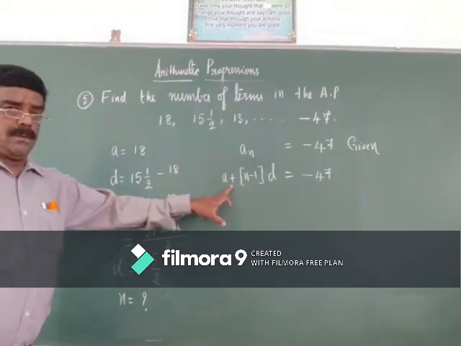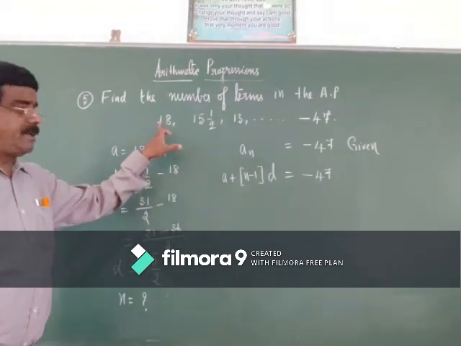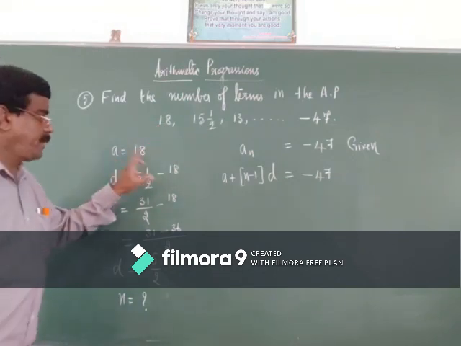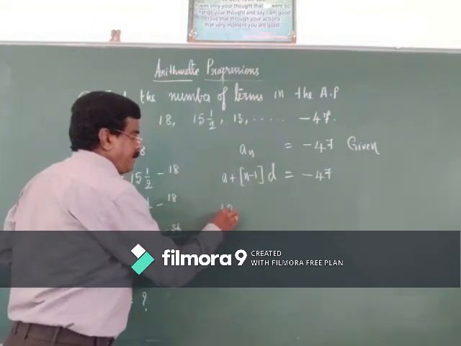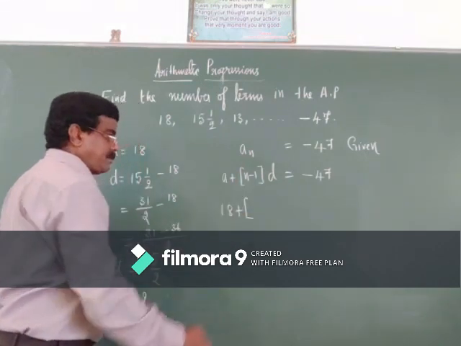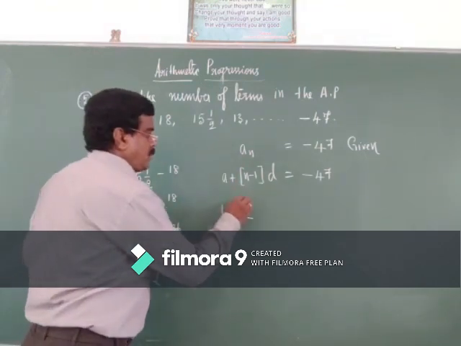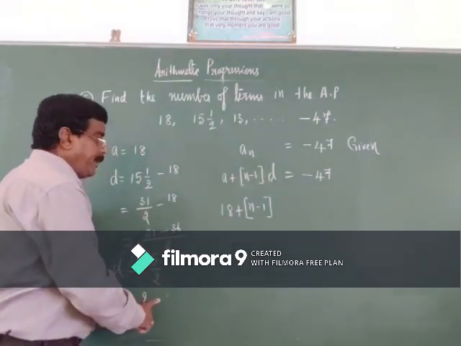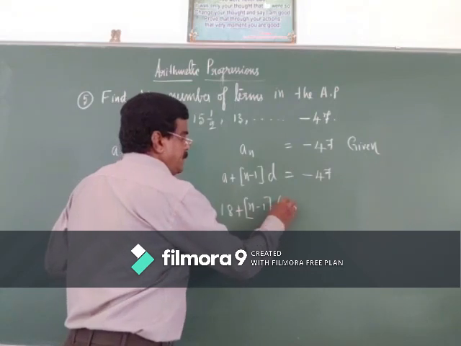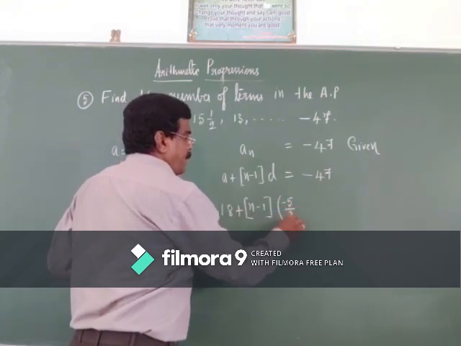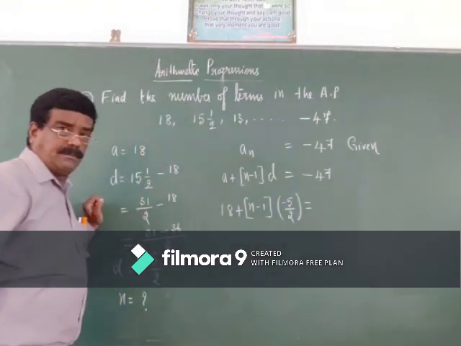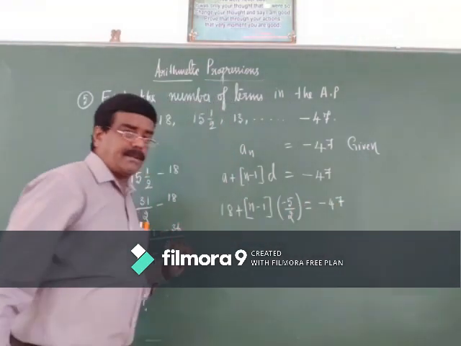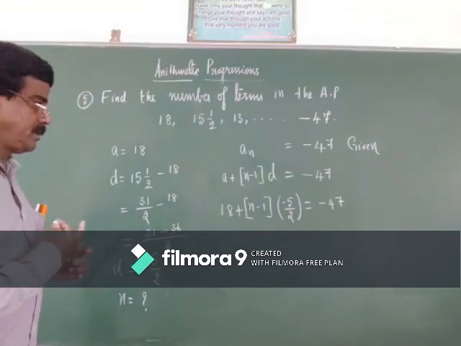Now, what's the value of a, children? Which is given in the sum? a is nothing but the first term. Here also we have written, that is 18, plus n minus 1. Then only you have to find out. So keep as it is, into d. We found here minus 5 by 2. Be careful about the sign, children. Since it is minus 5, better to put it in brackets neatly like this. Then equals minus 47.